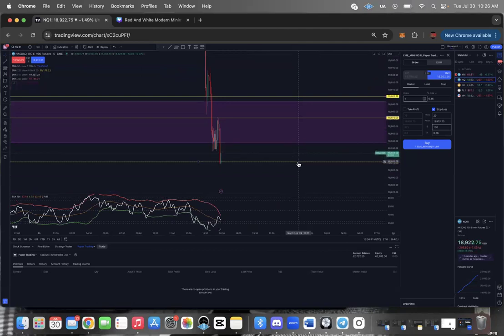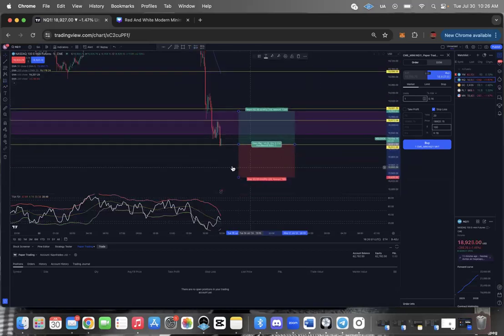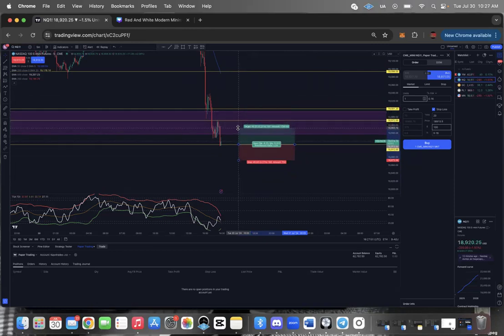So, okay, let's just say that my entry was right here. Okay. So let's say this is Nas. Let's say I used a 40-point stop. My TP1 should be 40 points. 1-to-1 TP1. So that's what this trade would look like.